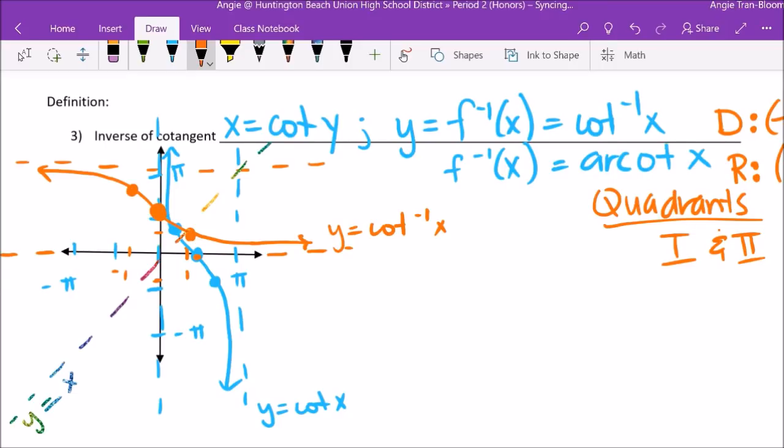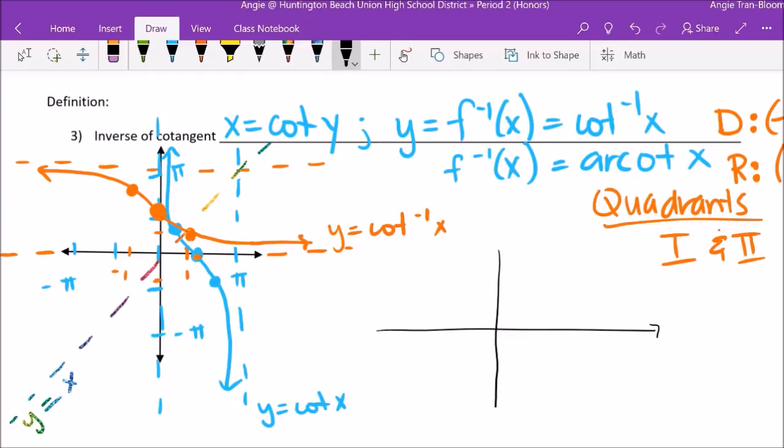Now I'm going to do another one using cotangent inverse to see the relationship, okay? So down the bottom, don't graph it yet. I will give you plenty of time to graph. I just want you to pay attention. We will graph out tangent inverse first. So this is pi, this is pi, this is negative pi, this is negative pi.